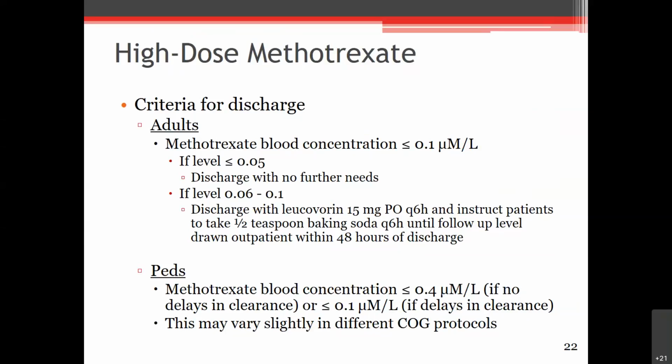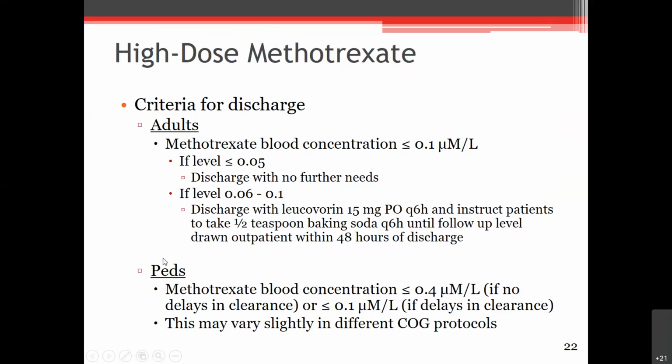So we do 15 milligrams every 6 hours. And we do also instruct patients to continue doing that sodium bicarb the same way that they were doing it prior to admission. So we have them do that just every 6 hours along with their leucovorin doses. And we instruct them to continue that until they get an outpatient follow-up level drawn within 48 hours of discharge. If we do send patients home with leucovorin, we try to encourage them to fill with our pharmacy at UW because this is something that a lot of local pharmacies don't carry.